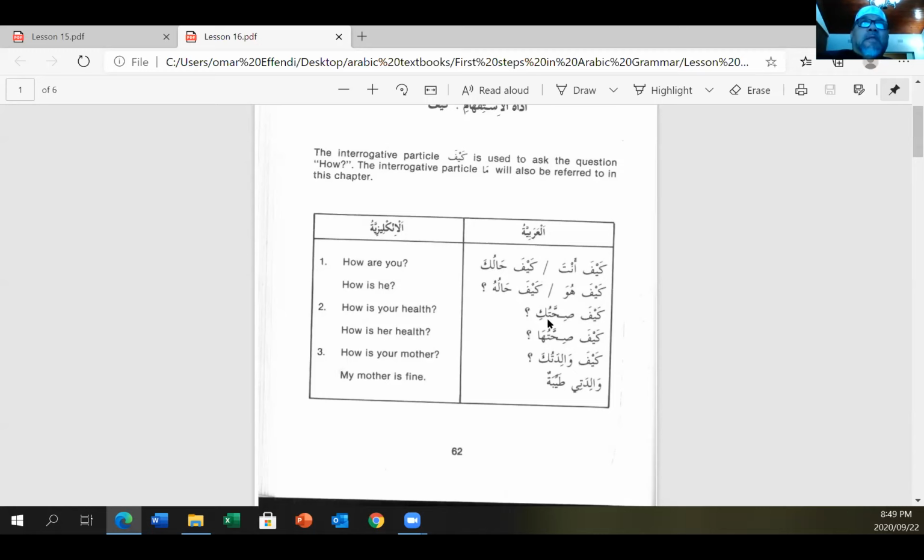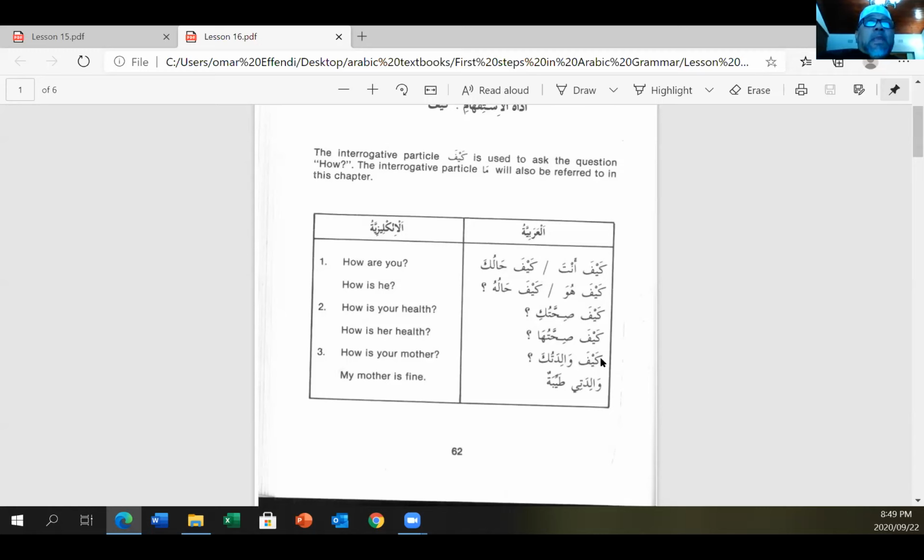Because obviously the ta will change to a ta marbuta, since the word sihatun is feminine here. Kaifa sihatuka, okay? Therefore the ta is now changing to a flat ta. Can you see that? You know why? Because you're adding the attached pronoun on there. Kaifa sihatuha, how is her health?